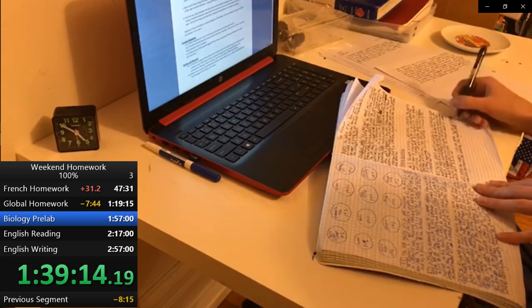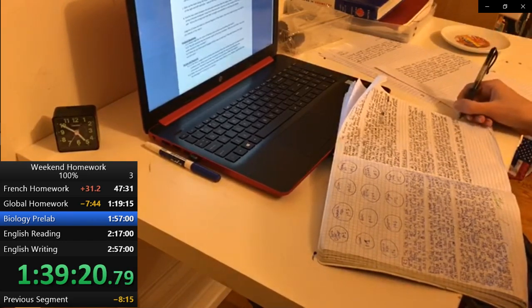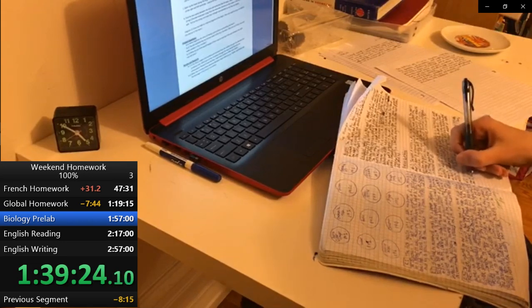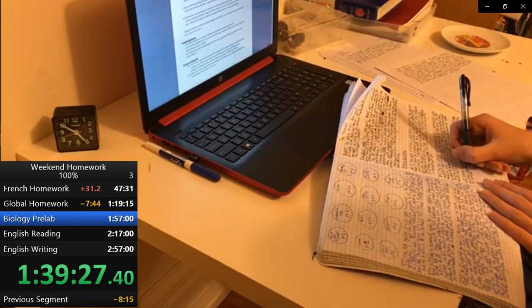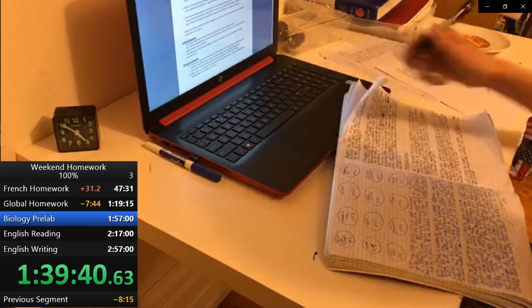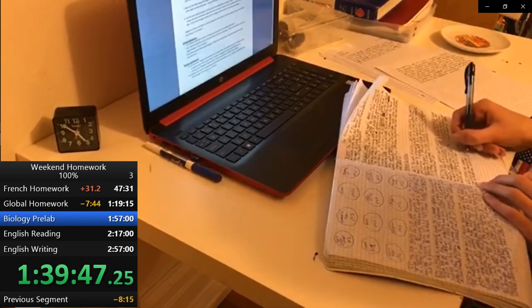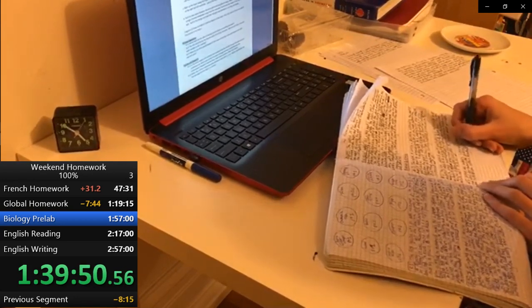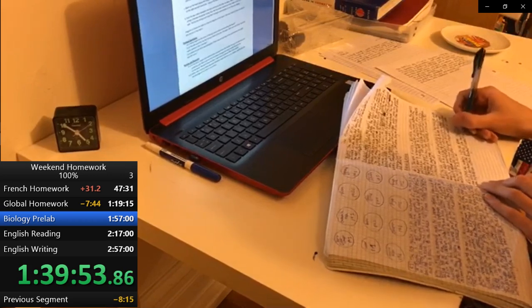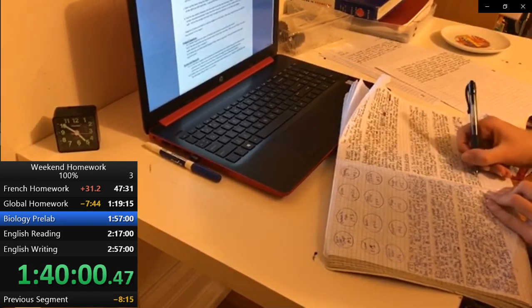Since the right atrium, is it? Is the singular of atria atrium? Oh, it is atrium, alright. The right atrium contains deoxygenated blood, whereas the left atrium contains oxygenated blood.